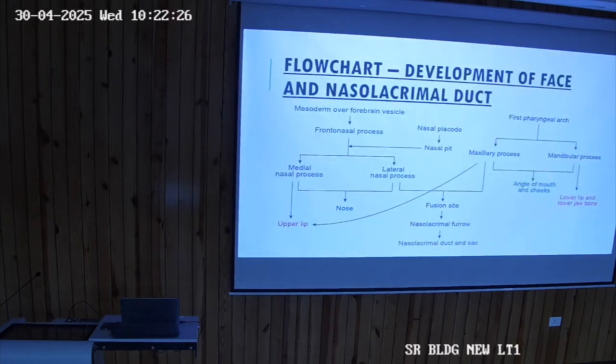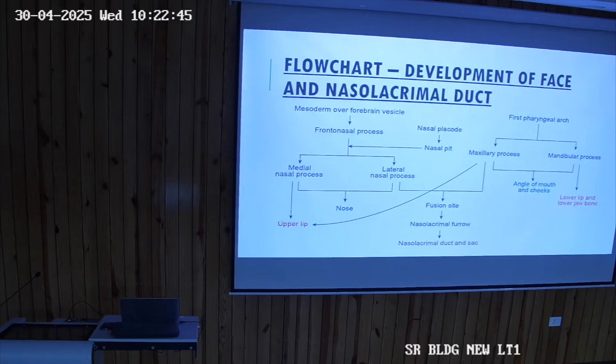So this is the summary. Whatever we have discussed so far, okay, what all have we discussed? Mesoderm of forebrain vesicle forms the frontonasal process. From the first pharyngeal arch, from the cranial part we have the maxillary process, and from the caudal part we have the mandibular process.